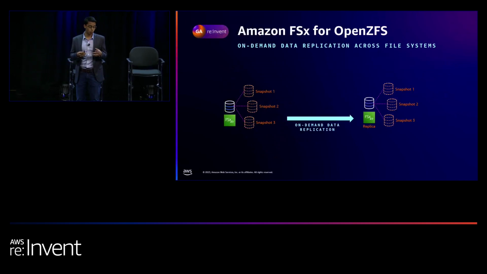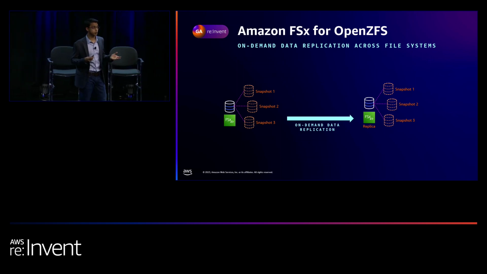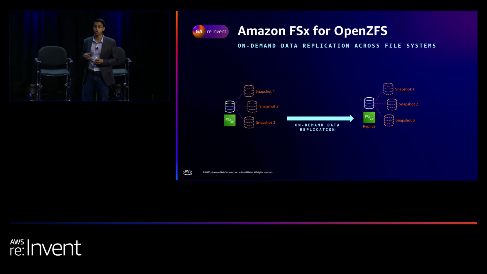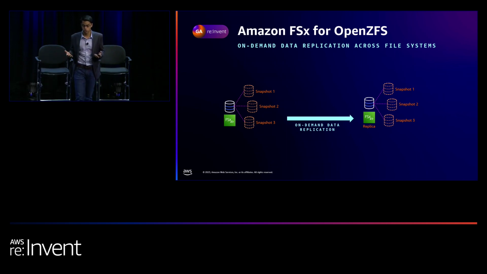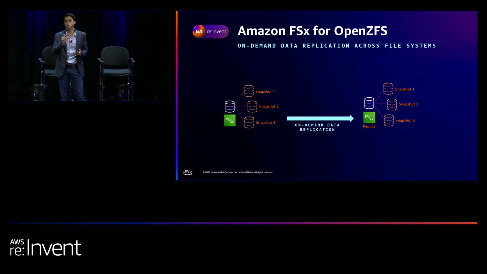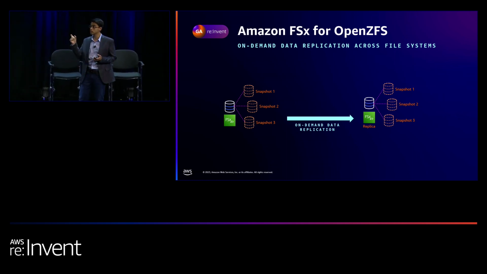And what's more, at re:Invent, just yesterday, in fact, we launched a further improvement for FSx for OpenZFS's capabilities. And now FSx for OpenZFS supports on-demand data replication, not just to a new volume within a file system, but actually across file systems. So using this feature, customers can efficiently and easily transfer those point-in-time snapshots that I mentioned to their volumes on different file systems.